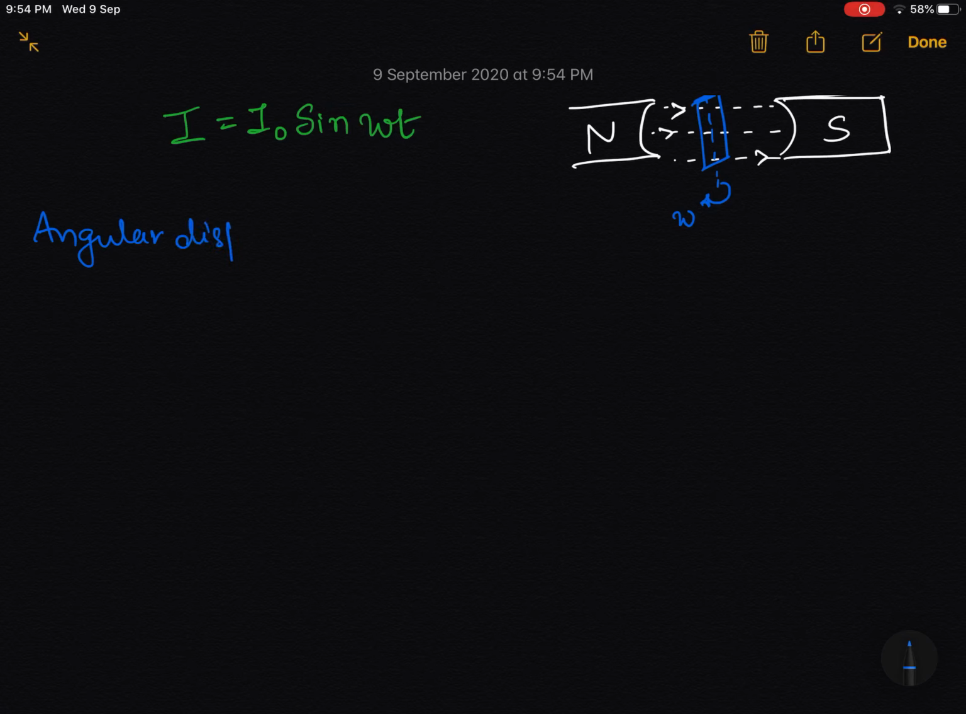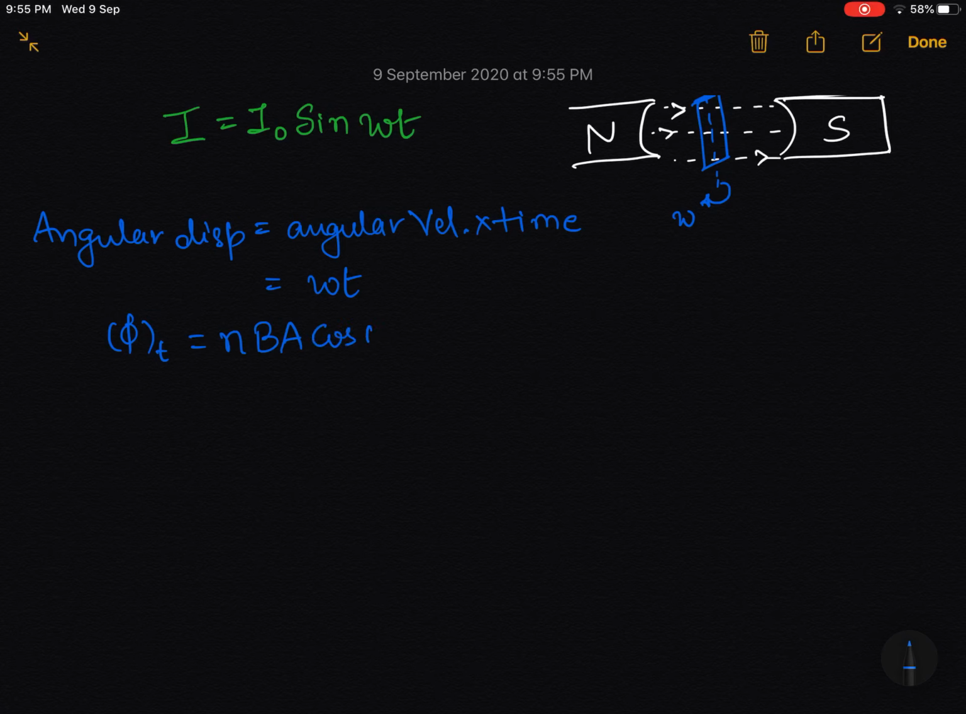Okay, so now what happens is your angular displacement of the coil is always equal to angular velocity into time, right? This is the very basic definition of what velocity is, which is equal to omega into t, your angular displacement. Your instantaneous flux, phi at a time t, is always equal to NBA, do you remember, cos of omega t. Let us say this is our equation number 1, your instantaneous flux, right?